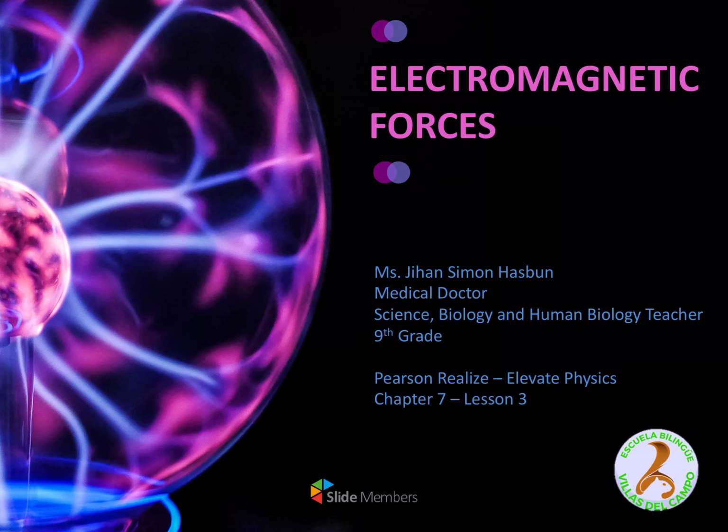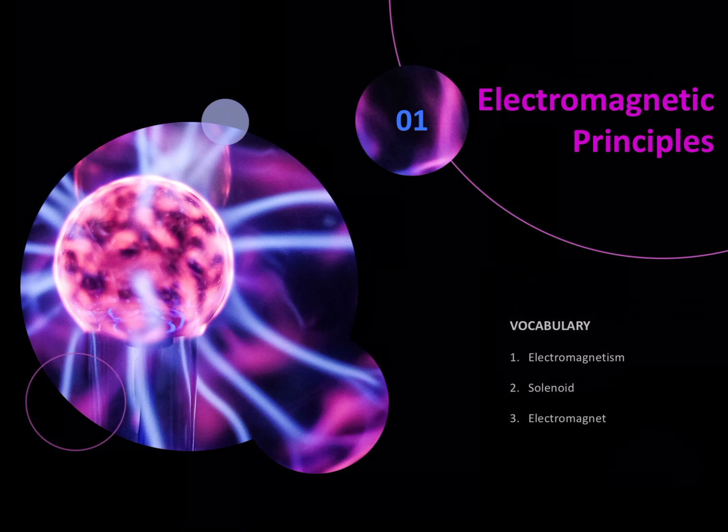This is Chapter 7, Lesson 3. Electromagnetic Principles. The vocabulary is right here. Please submit the definitions into our Google platform.